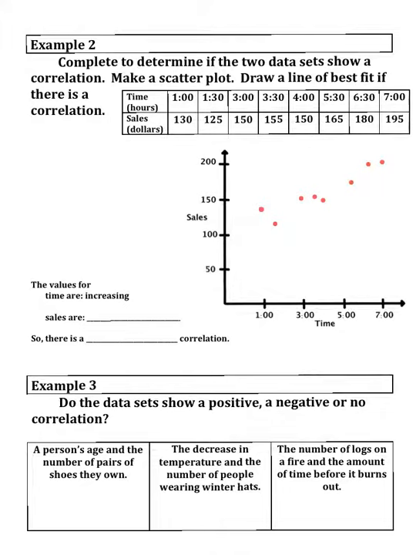Okay, so as you can see here, we can determine that generally speaking, not that this is a strong correlation necessarily, the time is increasing. And as the time is increasing, so are the sales. So sales are also increasing. And therefore, if one's going up and so is the other, that means they're going in the same direction. And that is a positive correlation.